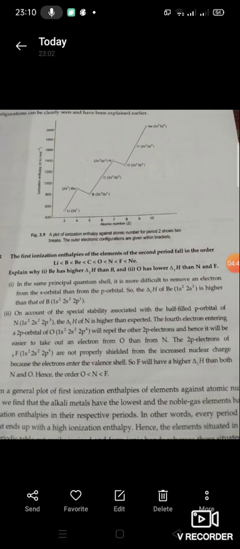So in general, if you plot a graph of ionization enthalpy of elements against atomic number, we find that alkali metals have the lowest and the noble gas elements have the highest ionization enthalpy in their respective period. So in other words, every period begins with a low but ends up with a high ionization enthalpy.